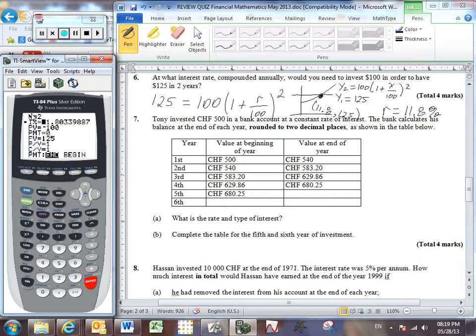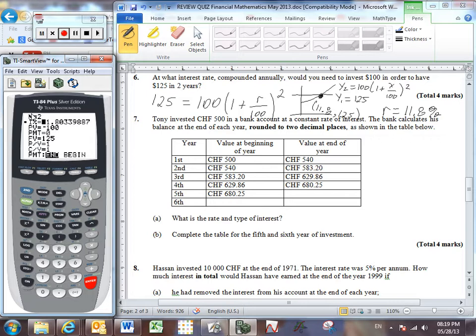Question number 7. Tony invested 500 Swiss francs, that's what CHF stands for, in a bank account at a constant rate of interest. The bank calculates his balance at the end of the year, rounded to 2 decimal places, as shown in the table below. So, first, what is the rate and type of interest?